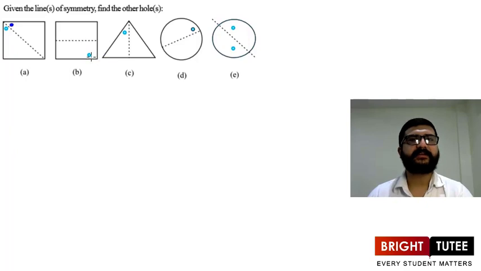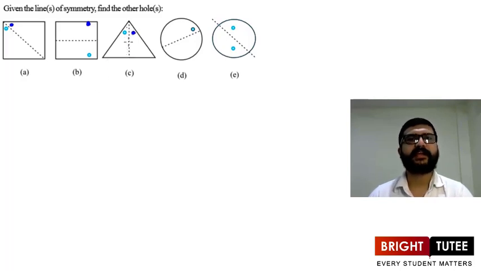And then for the second figure we have one hole here, and this dotted line is the line of symmetry. So another hole should be here. Similarly, for the next one, a triangle is given and the dotted line is the line of symmetry and one hole is marked. So the second hole should be here.